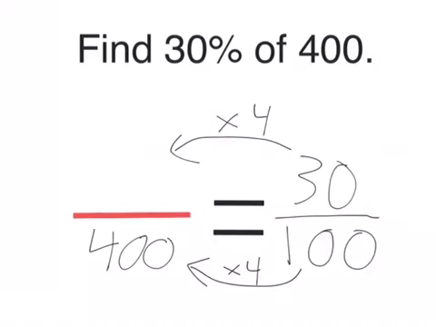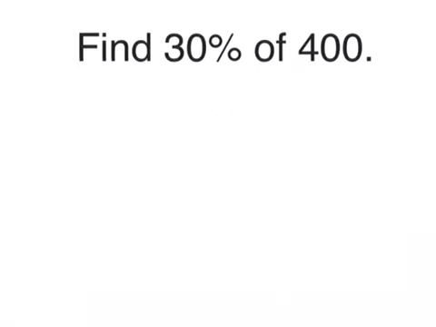So let me get rid of that, and we know that 120 is right there. So 30% of 400 is 120. We just found that out by making equivalent fractions. But before we go, I want to show you one more way you could solve this problem.